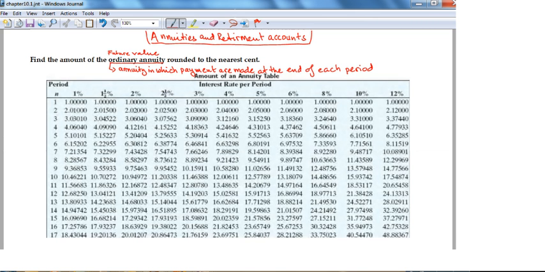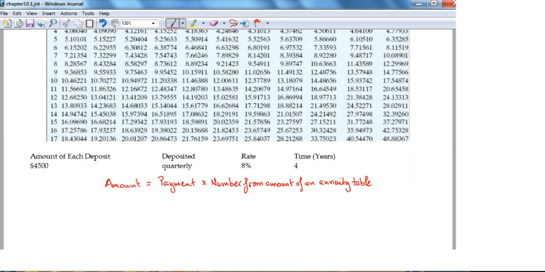Well, the amount of an annuity can be found using the amount of an annuity table. The number from the table is the future value of an annuity with a payment of $1. So what we do, we take the number from the amount of an annuity table, and we'll multiply it by the payment. In our case here, the payment is 4,500, and let's find the number from the amount of an annuity table.